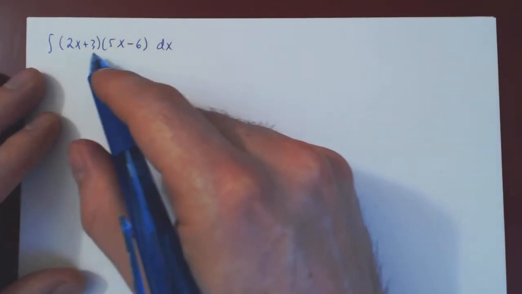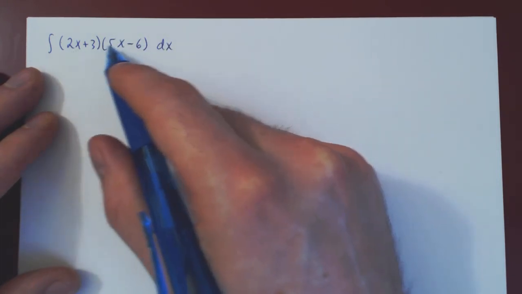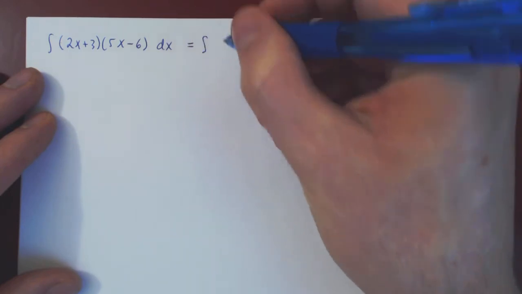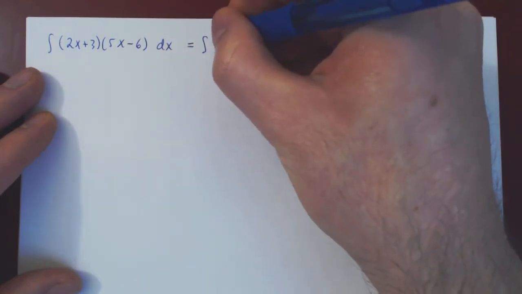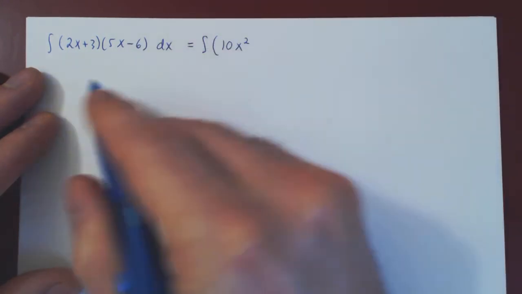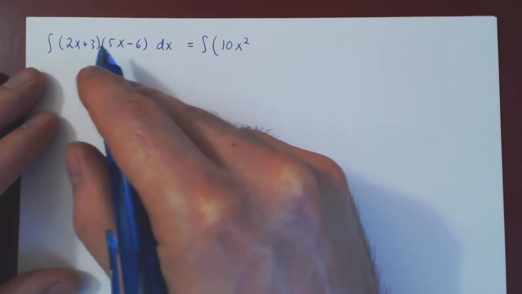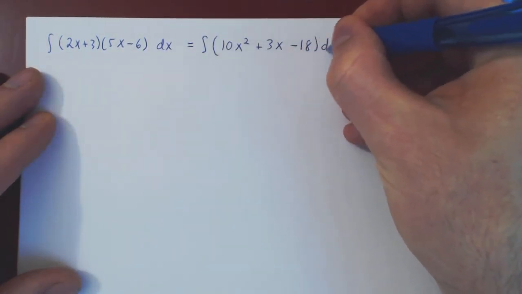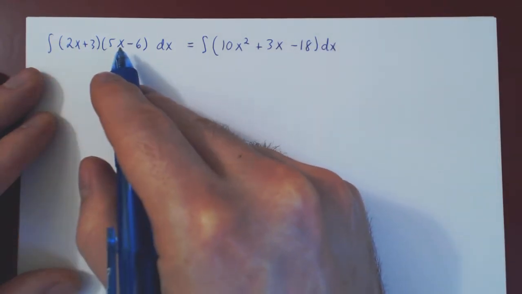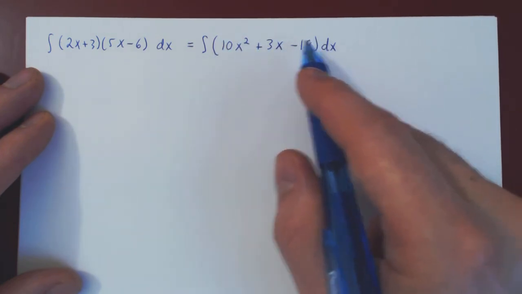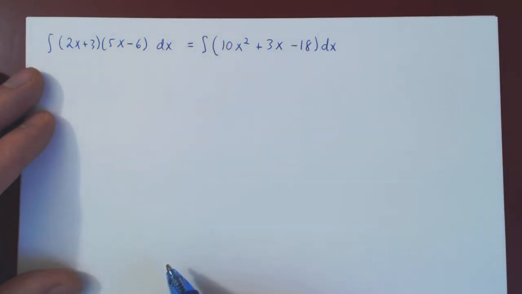Well, what we have here is a product, so if we keep the function as this is, we can't integrate over a product. But if we multiply out, then we'll have a polynomial and we can use our properties. So multiply out, you get 2x times 5x, 10x squared, negative 12x plus 15x, plus 3 times negative 6, negative 18. And you see, by multiplying out the expression, we now have a polynomial, and we can use our properties because we can integrate now over a sum and a difference of functions.